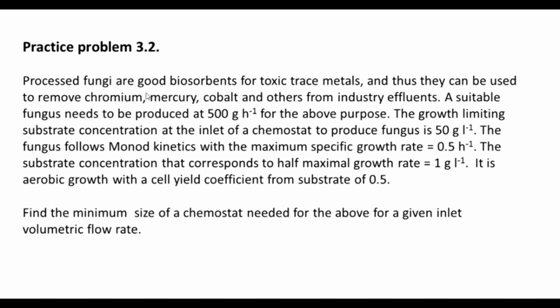Processed fungi are good biosorbents for toxic trace metals, and thus they can be used to remove chromium, mercury, cobalt and other heavy metals from industry effluents. A suitable fungus needs to be produced at 500 gram per hour for the above purpose. The growth limiting substrate concentration at the inlet of a chemostat to produce fungus is 50 gram per liter. The fungus follows Monod kinetics and the maximum specific growth rate is 0.5 hour inverse. The substrate concentration that corresponds to the half maximal growth rate is 1 gram per liter. It is aerobic growth with a cell yield coefficient from substrate of 0.5.